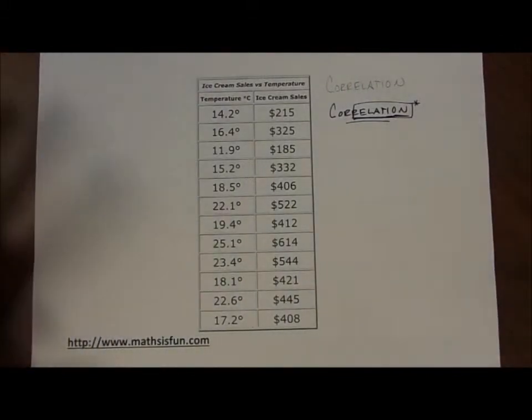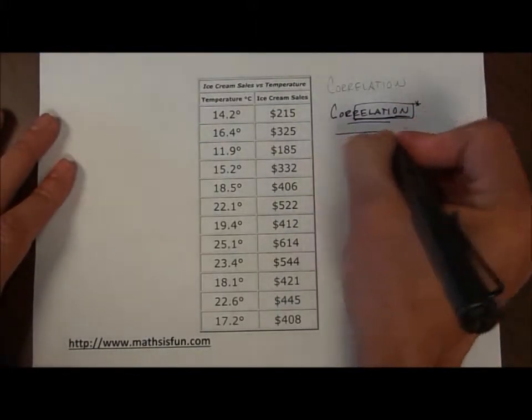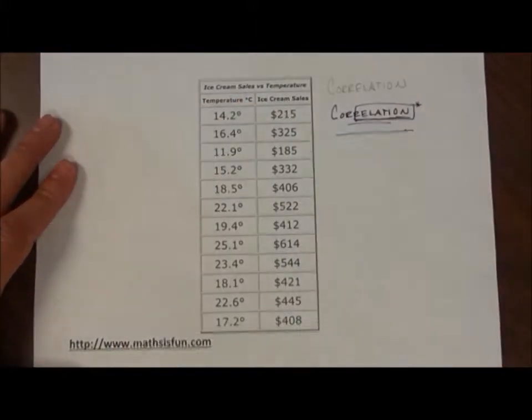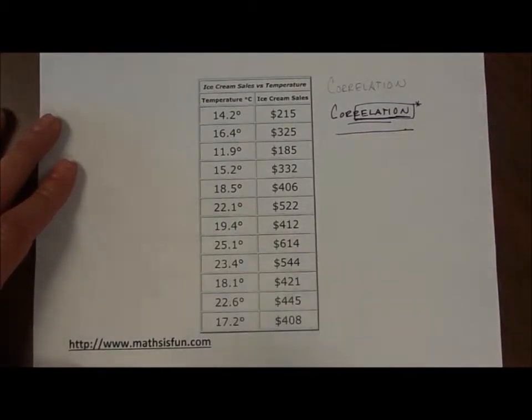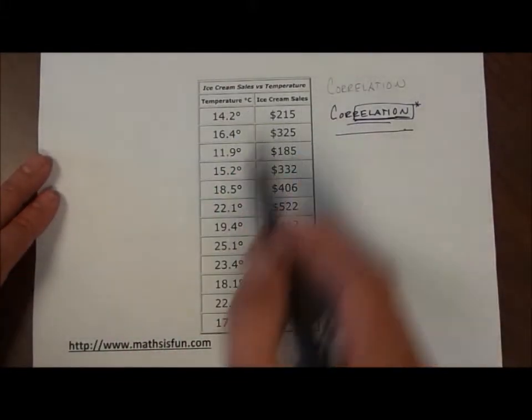I'll use this data set to create what we call a scatter plot. And in a later video I'll use the same data set to create what's called a correlation coefficient. In this video I'll explain what both of those are. But for now, let's start by taking this data set, talking about it for a minute, and then going forward with our scatter plot. Like I said, this is the temperature Celsius versus ice cream sales.